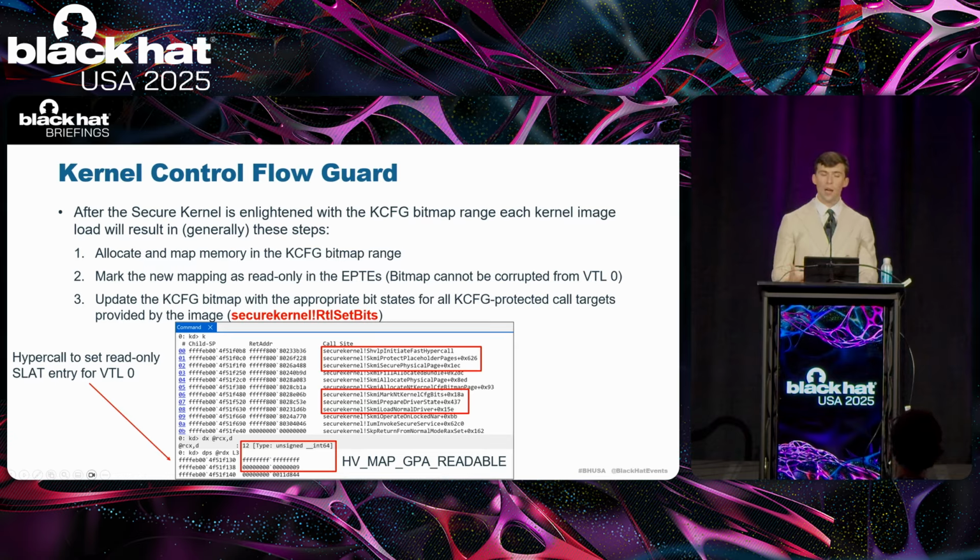So again, even an attacker with kernel mode read-write privileges in VTL0 can mark the page table entry writable, but it's not actually writable because the hypervisor is responsible for setting the read-only SLAT entry. Additionally, the associated bit states are updated in the new allocation to say, here are the indirect call targets that I care about tracking. In this case, I'm using the JTAG debugger to debug the secure kernel, and we can see a hypercall happening in the screenshot here with the mask of GPA, which is guest physical address, readable, thus marking the read-only SLAT entry.